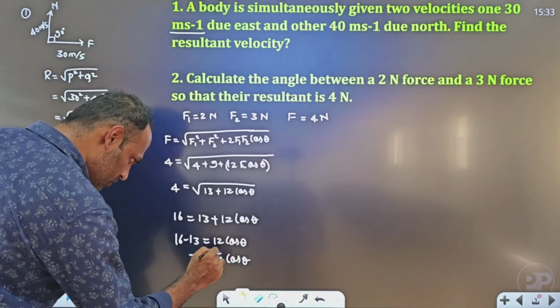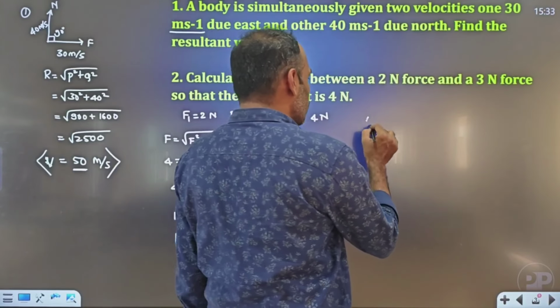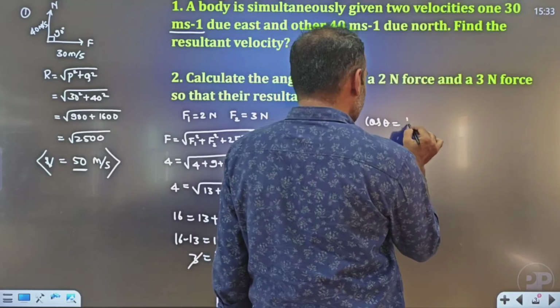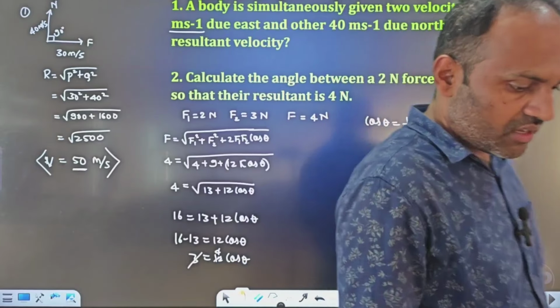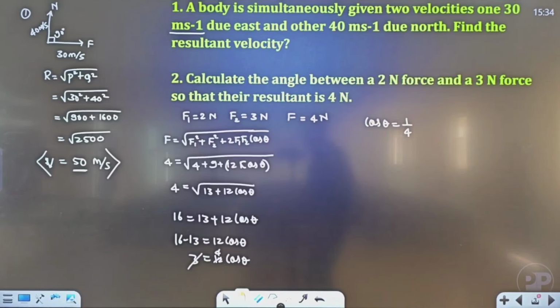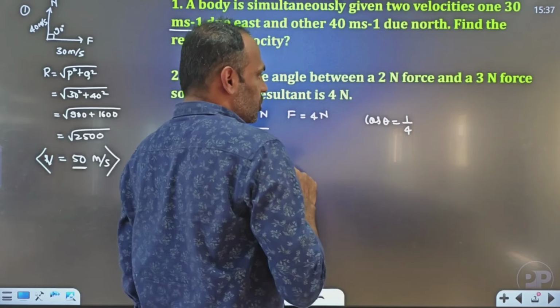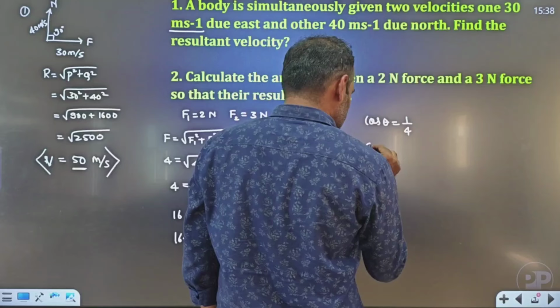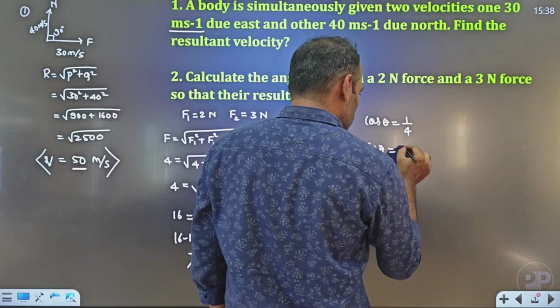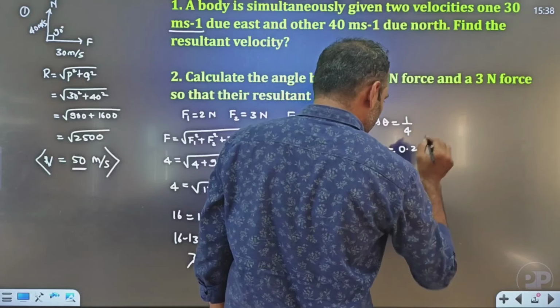3 ones are 3, 4 threes are 12, cancel. So cos theta is equal to what will you get? Cos theta is equal to 1 divided by 4. Correct? Okay, let us continue. So now cos theta is equal to 1 by 4, which means it will be equal to 0.25.